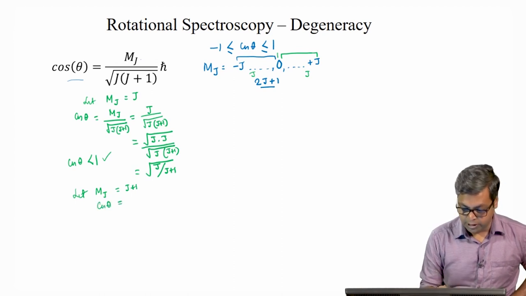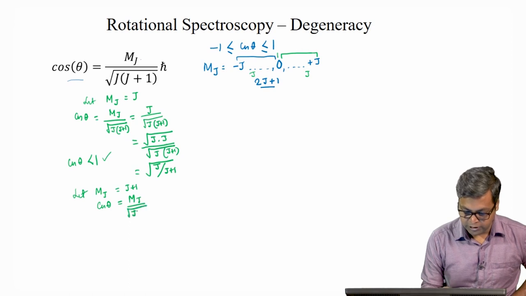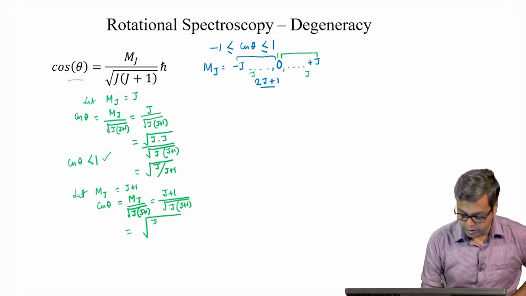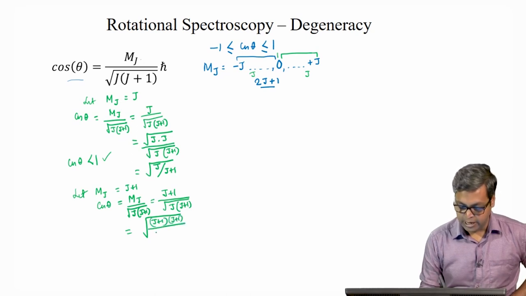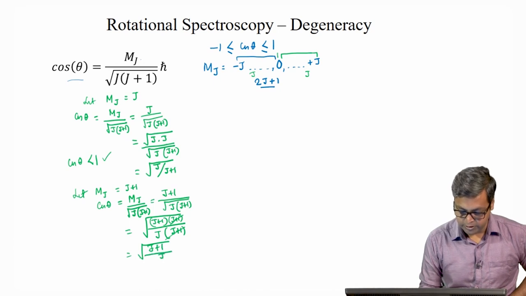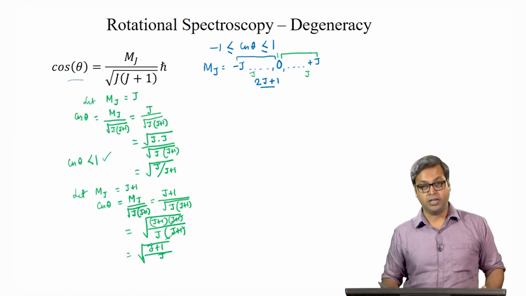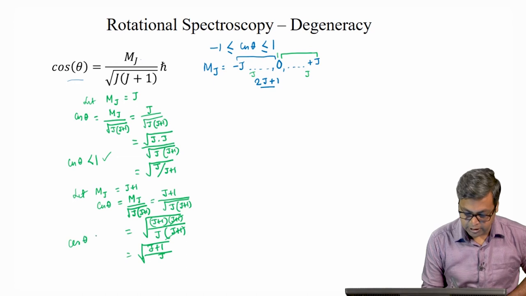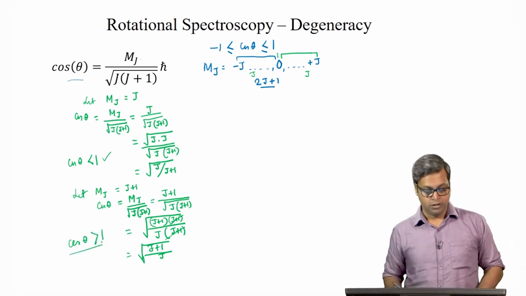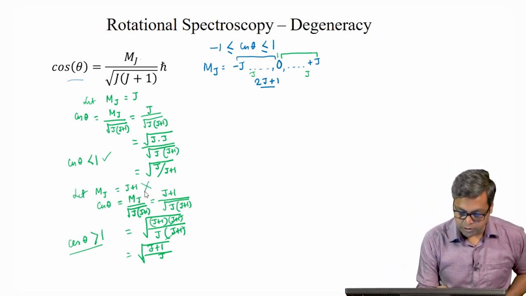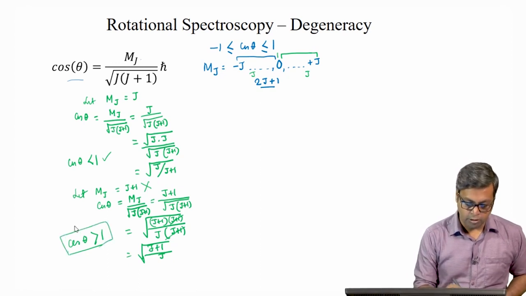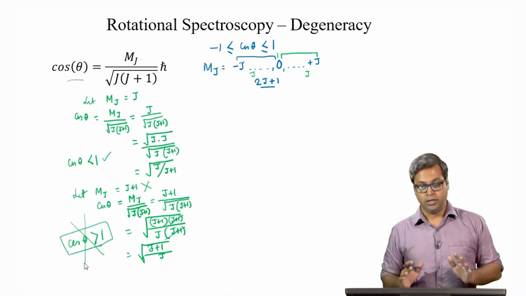So, cos theta becomes m_j by root over j times (j plus 1), that is (j plus 1) divided by root over j times (j plus 1). So, we can write this as root over (j plus 1) times (j plus 1) in the numerator and j times (j plus 1) in the denominator. If we cancel out j plus 1, we get root over (j plus 1) divided by j. So, now because j plus 1 is greater than j, for this particular case we have cos theta is greater than 1, but we know the limit of cos theta. So, this value of m_j is not permissible, because cos theta cannot be greater than 1. So, the maximum value of m_j is j.